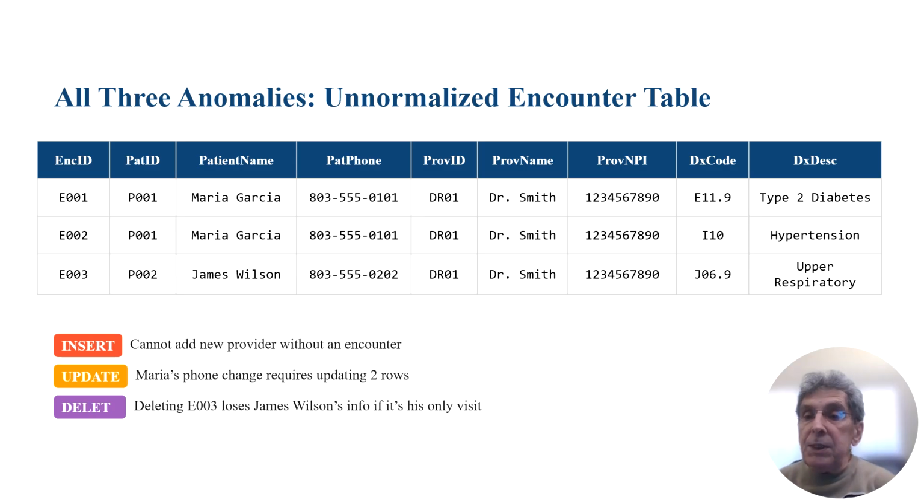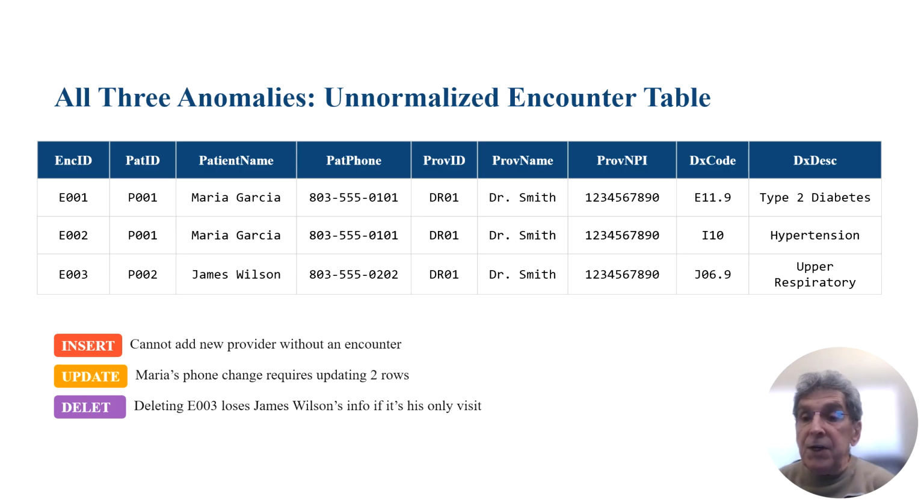So let's see all three anomalies in a single realistic example from our healthcare primary care database. Look at this unnormalized encounter table. It crams everything into one row. Encounter information, patient demographics, provider details, and diagnosis data, all in one row. Maria Garcia has 2 encounters with Dr. Smith, one for diabetes and one for hypertension. Notice how her name, phone number, and all Dr. Smith's information is duplicated across both rows.